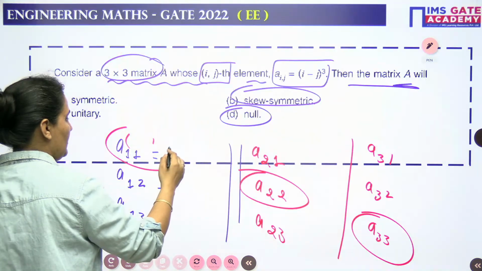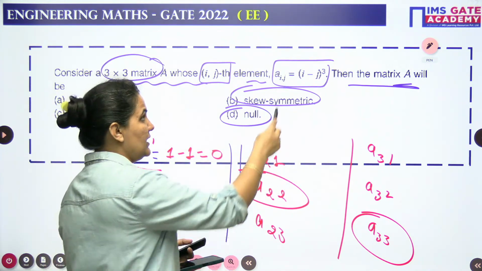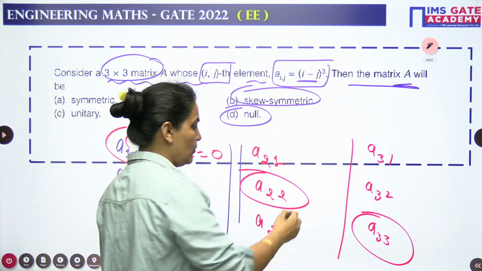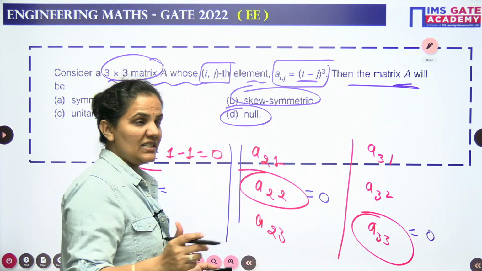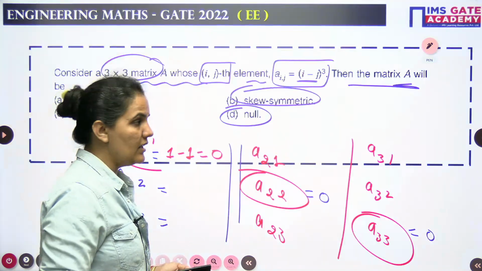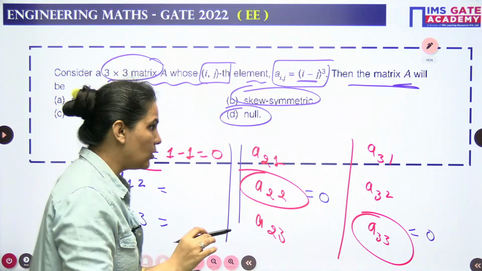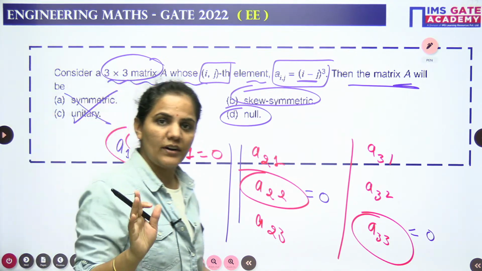A11 will be nothing but 1 minus 1, 0. If I want to find A22, I need to put 2 minus 2, that is 0. And 3 minus 3 is 0. So I can see my principal diagonal elements are clearly 0. So you can see this is not symmetric and this is not unitary. So these two options are already gone.